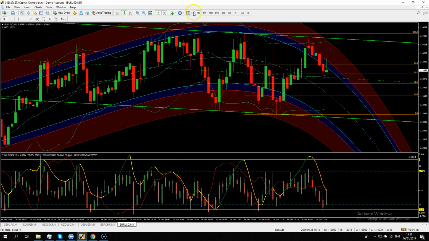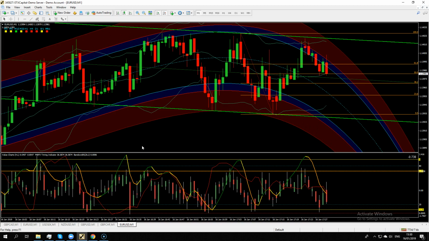At the moment I'm on the 1 minute chart. There's 5, 15, 30 minute, 1 hour, 4 hour, one day, 1 week and 1 month as well. So I'm just going to add in another indicator which will help us to see what the general direction of trades are.